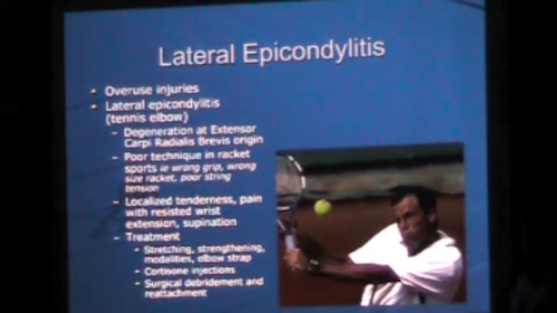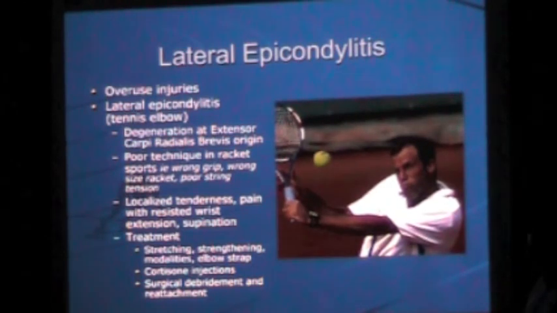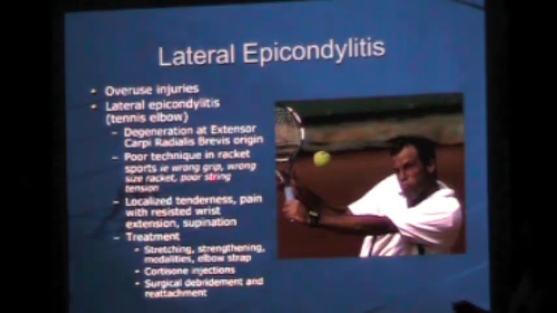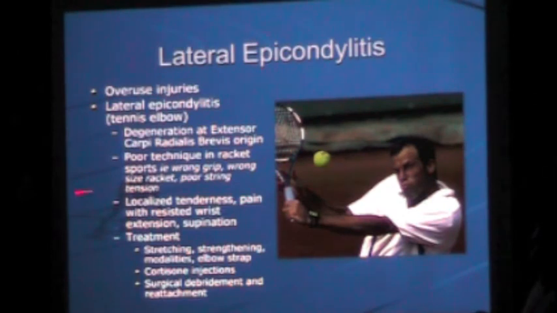Lateral epicondylitis, these are overuse injuries, so they're chronic. Also known as tennis elbow, it usually occurs with degeneration at the extensor carpi radialis brevis. That's basically the muscle tendon unit that inserts on the lateral epicondyle. A lot of this can be occurring because of poor technique, either swing, wrong grip, wrong racket size, poor string tension, with localized pain with resisted wrist extension.